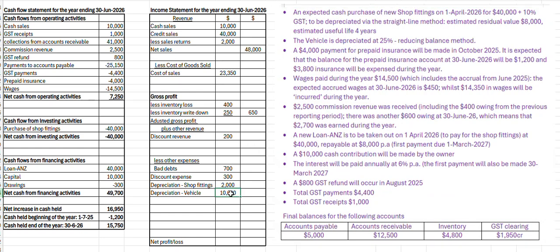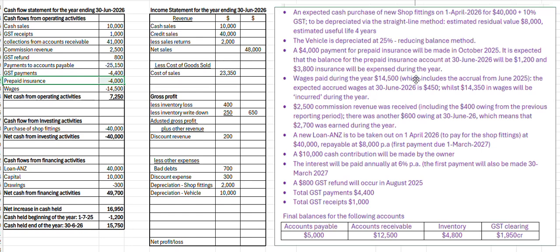And we end up with 10K. Next point, 4,000 payment for prepaid insurance. We recorded that in the cash flow statement. The balance at the end, that'll be important when we're doing our balance sheet, part 3, but we've worked out that we've got a 3,800 expense.